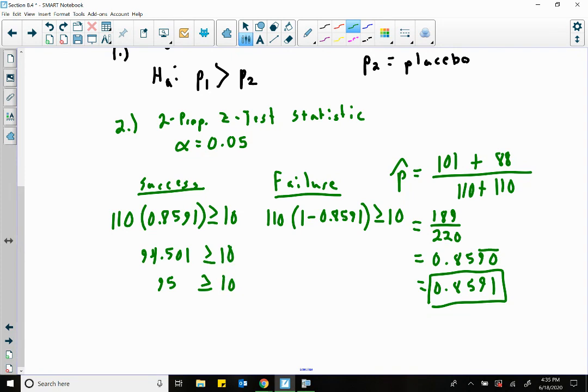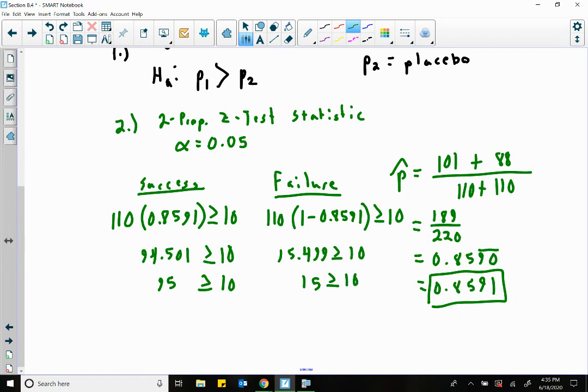And then over here, 110 times 1 minus 0.8591. And that gives you 15.499. And again, you'd probably round that up to the next person, so like 15.